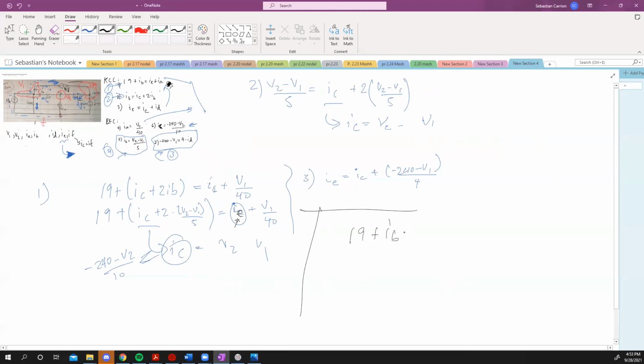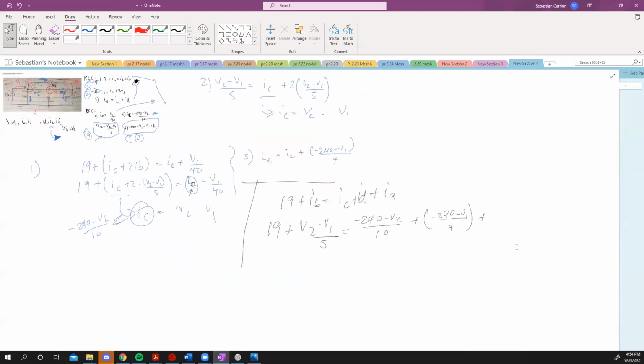So it's 19 plus IB equals IC plus ID plus IA, right? 19, IB is V2 minus V1 over 5, negative 240 minus V2 over 10 plus ID, negative 240 minus V1 over 4 plus, is it IA? V1 over 40. All right.